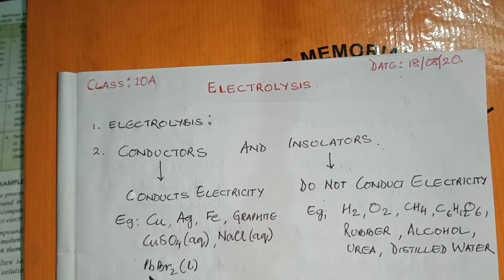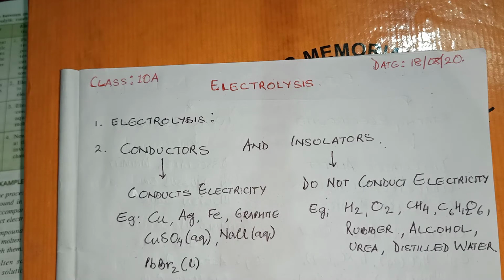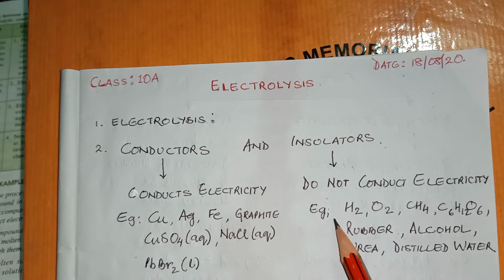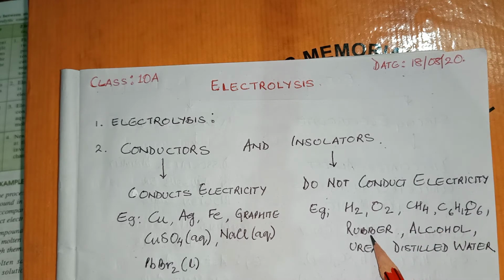Aqueous sodium chloride or molten lead bromide. This (l) stands for liquid or molten form. So molten lead bromide, they all are examples of conductors because they conduct electricity. Whereas insulators or non-conductors are those substances which do not allow electricity to pass through them, or in other words, they do not conduct electricity or electric current. Examples of insulators can be hydrogen, oxygen gas, methane, glucose, rubber, alcohol, urea, distilled water.